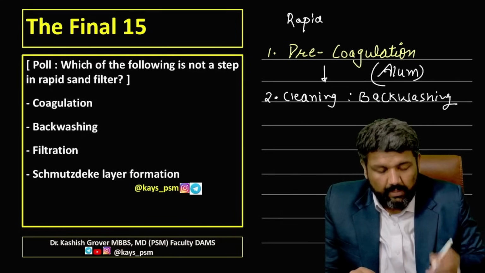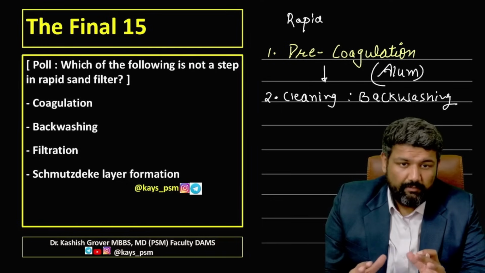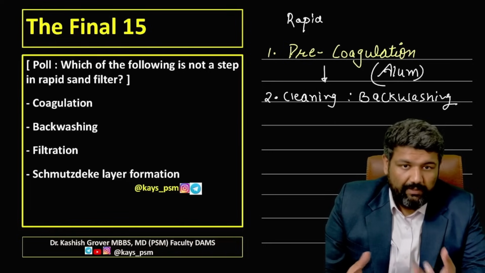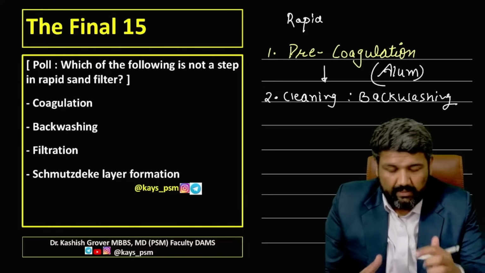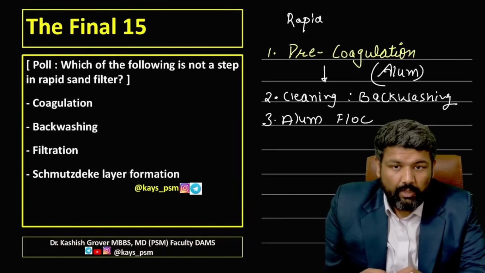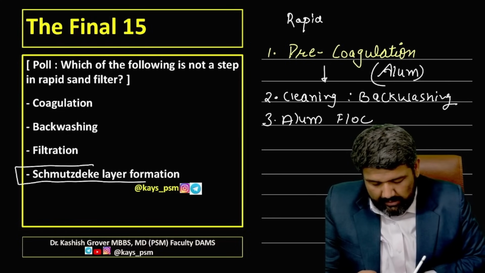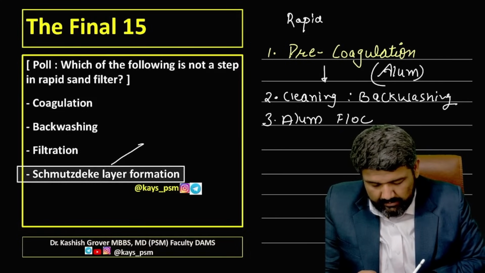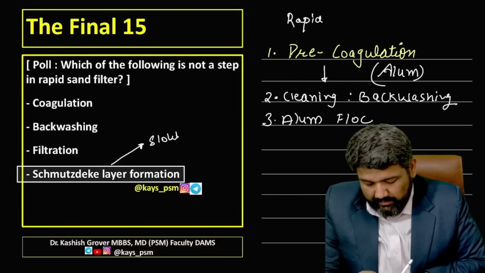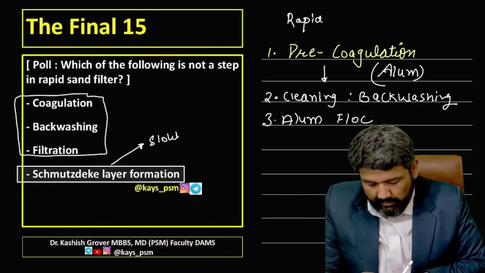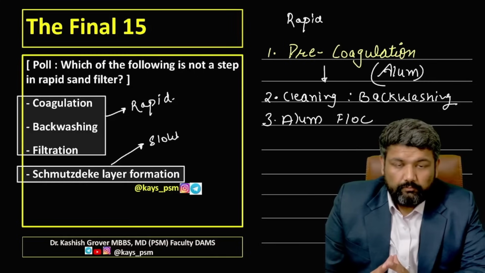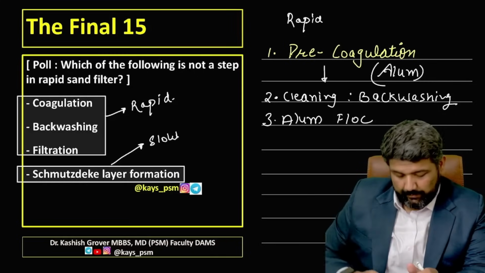There is a whitish layer that forms some days after initiating the filter. After some days, there is a layer, and that layer is known as alum flock. Schmutzdecke layer is not seen in rapid sand filter, it is seen in slow sand filter. All of the other three options are seen in rapid sand filter.